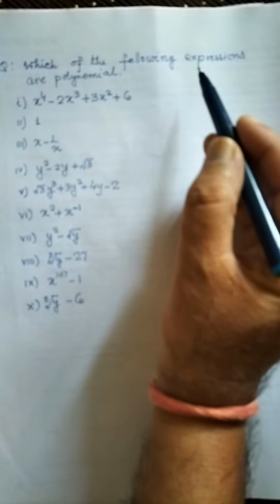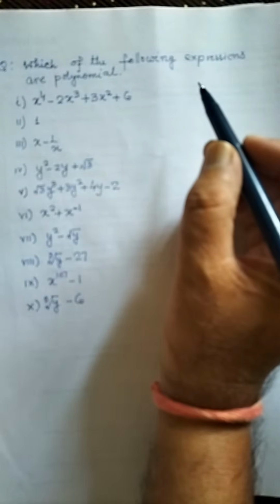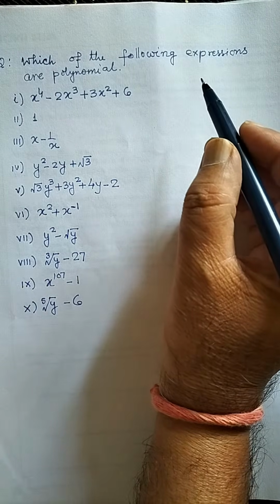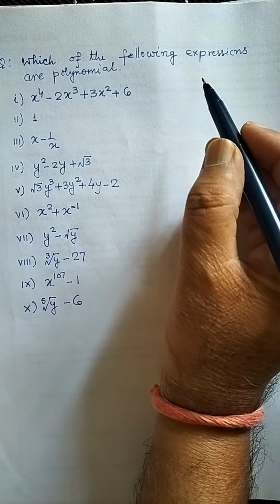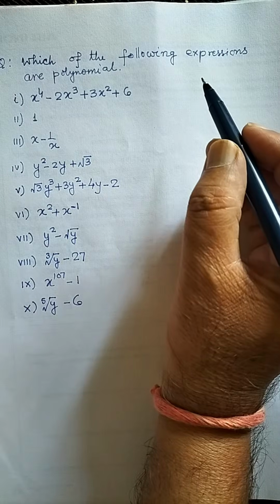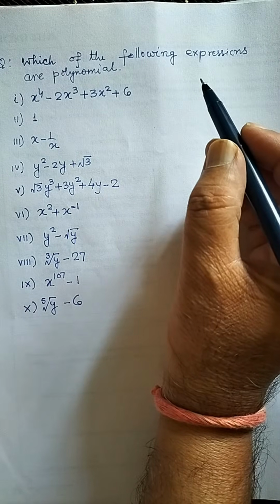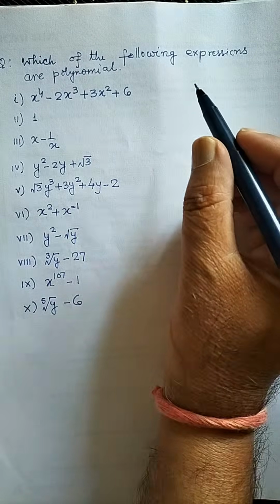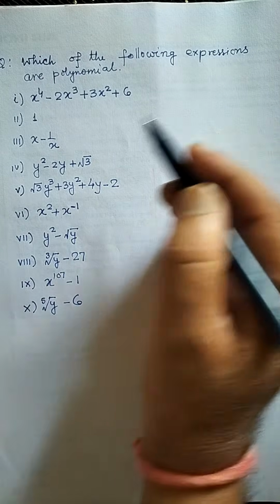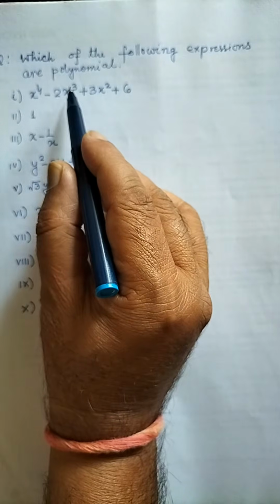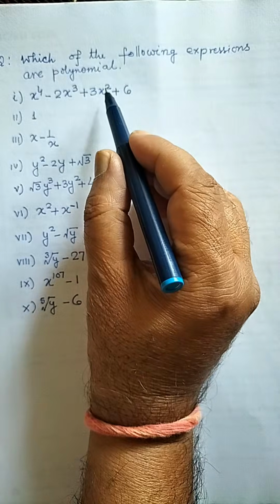So once again, let me just revise what we mean by polynomial. A polynomial is an expression where the variables are having non-zero and non-negative powers. The power should not be a fraction, and there should be no negative power. Now let's see the first one: x to the power of 4 minus 2x cube plus 3x square.